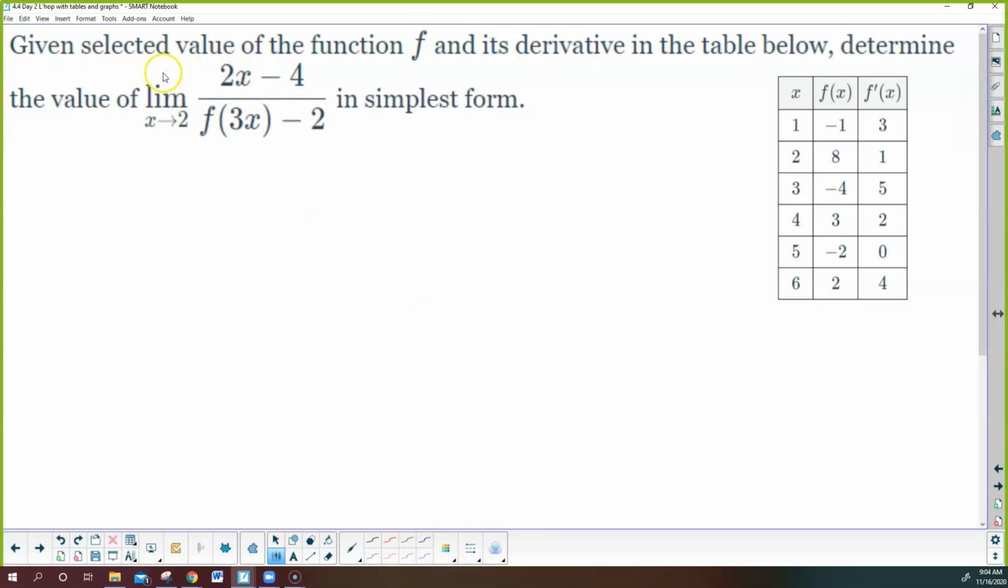But what I'd like you to do is go ahead and just write down this limit. And you'll notice as you're writing it, we don't know what the function f is. But we do know that f and its derivative are given in the table here. So when we do our work, we're going to have to look for what is f of a number, and that is displayed in this table. And then we're going to have to look for f prime of a number as well. So we always refer to the table there.